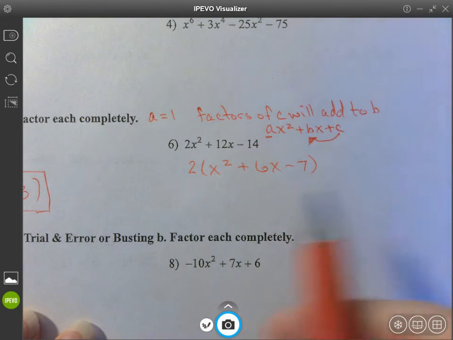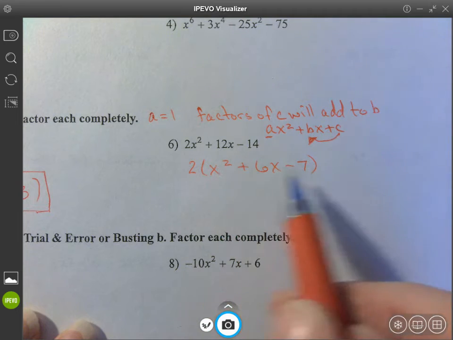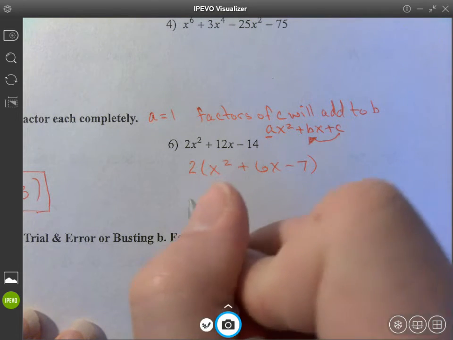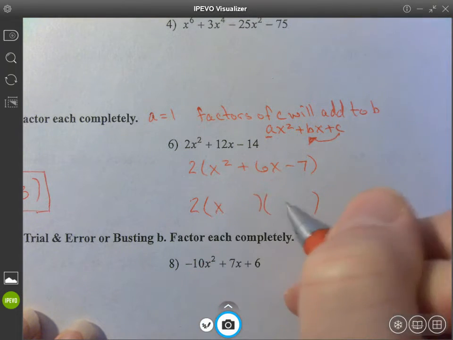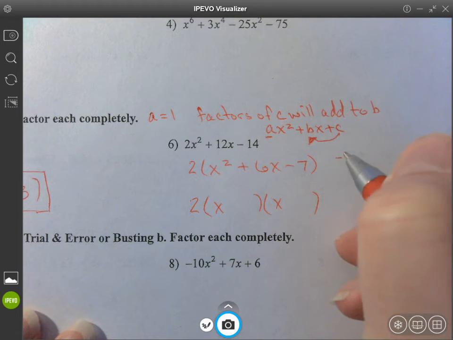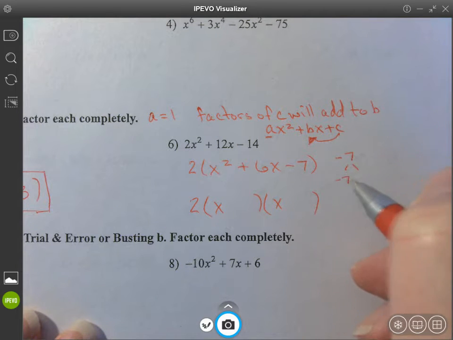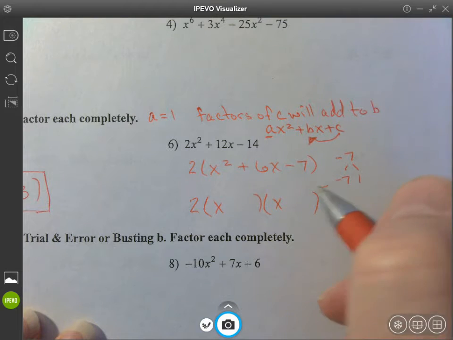All right, now that I've got that out, you see that trinomial, that quadratic trinomial. We're going to jump right into reverse FOIL because a is 1. So take a second and get that set. What are my factors of negative 7? Well, negative 7 and 1. Now that doesn't work, right? Negative 7 and 1 does not add up to 6.